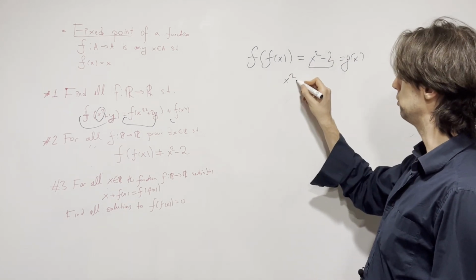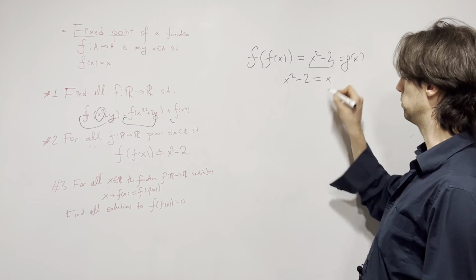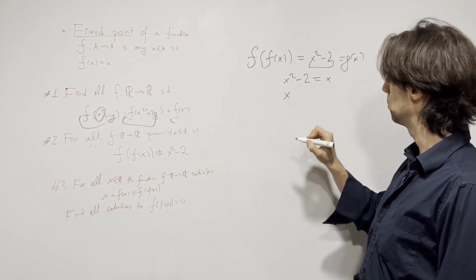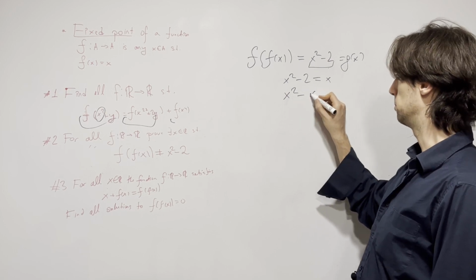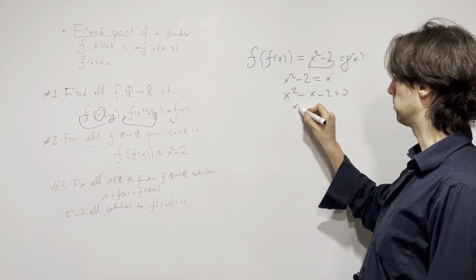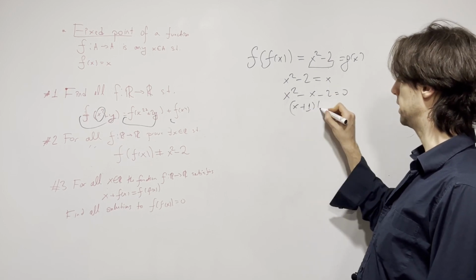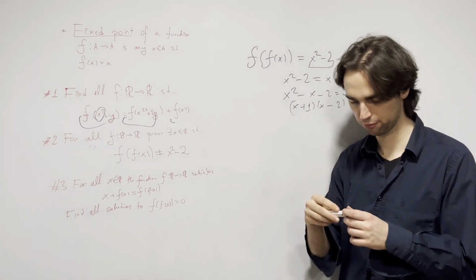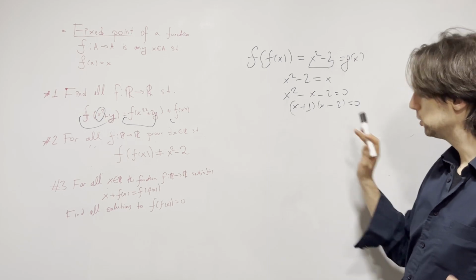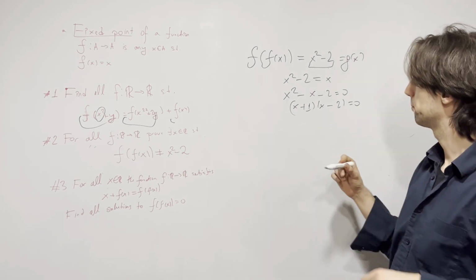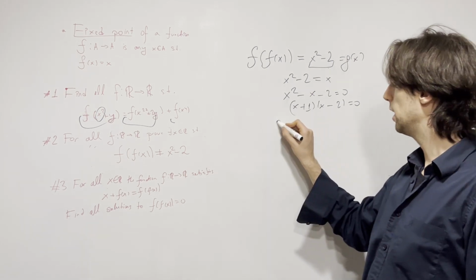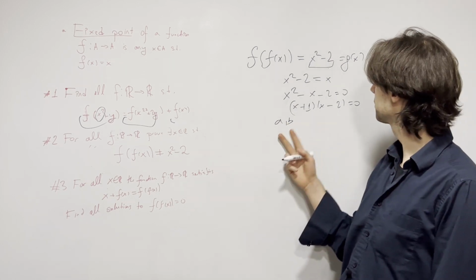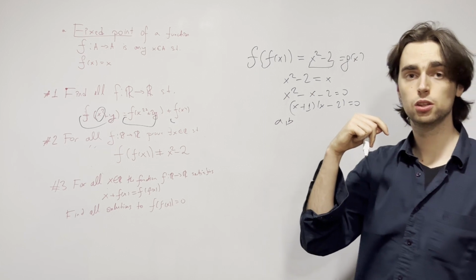How many times is x squared minus 2 equal to x? Well, this is x squared minus x minus 2 equals 0. This is true for x plus 1 times x minus 2 equals 0. So for 2 points. I'll use the terminology, I'll call these points A and B. And now g of x has 2 fixed points.